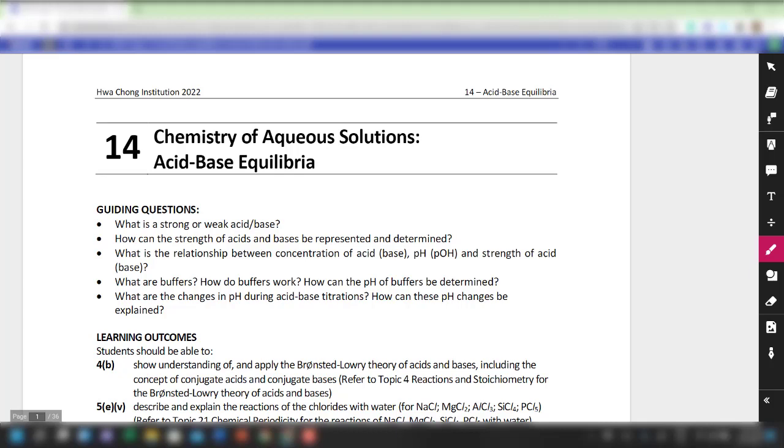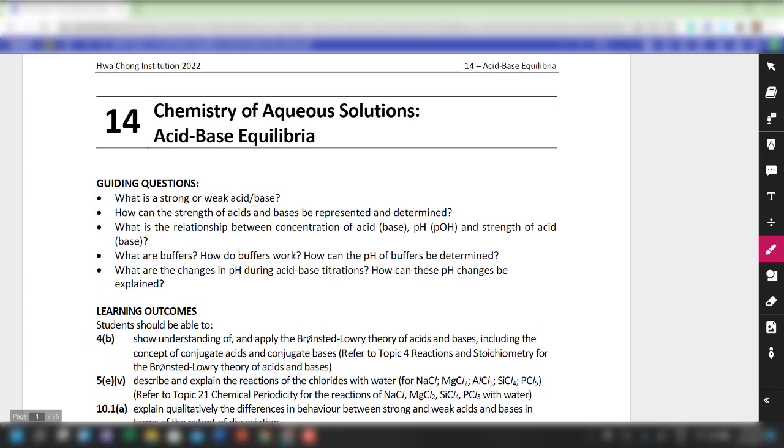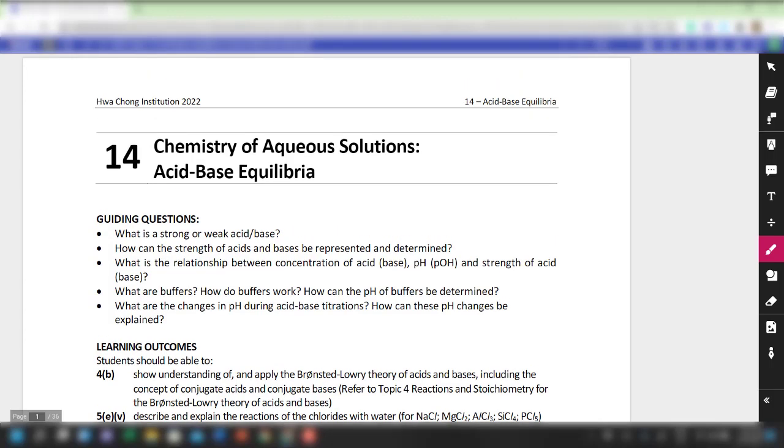Hello students, we are at topic 14 on acid-base equilibrium. This is a continuation from the chemical equilibrium and solubility products which you have learned in JC1. And if you recall some of the things I mentioned before, when we are dealing with acid-base equilibrium, we are still very much focused on a system at equilibrium.